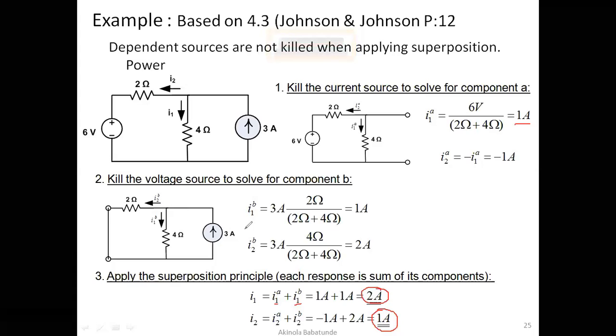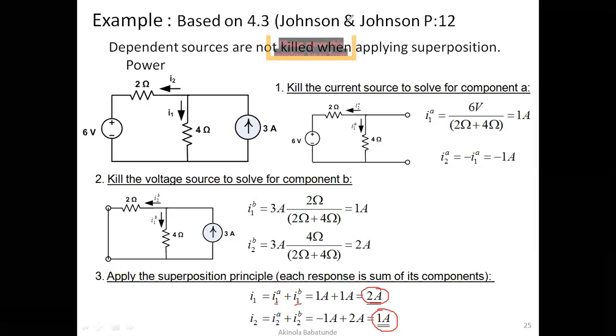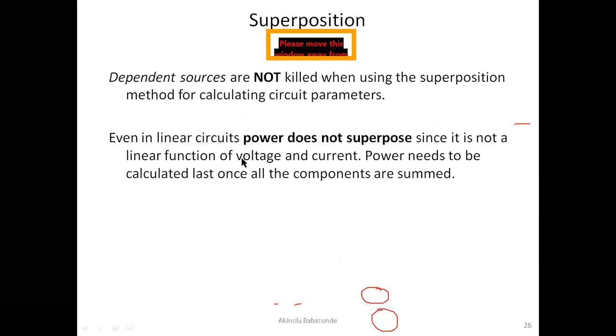After we have obtained the current and the voltage, we then multiply the current and voltage together to obtain power. I just mentioned this now. Dependent sources are not killed when using the superposition method for calculating circuit parameters. I just explained this. And in linear circuits, power does not superpose since it is not a linear function of voltage and current. Power needs to be calculated last, once the components are summed. This is important. Please pay attention to it.